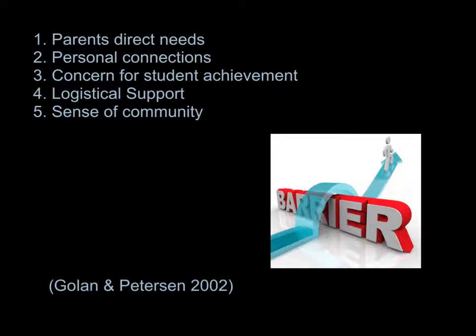Golan and Petersen have identified different things that institutions can do in order to bridge some of the gaps and some of the barriers. I picked 5 that I think are prudent and that are most worthwhile. One, parents' direct needs. Taking care of their direct needs: transportation, dinner, food, childcare. Number 2, personal connections. They feel as though they're a stranger when they come to the school, they have nobody to relate to.